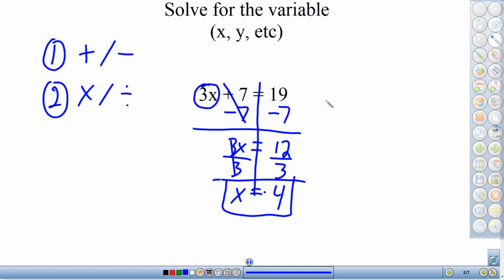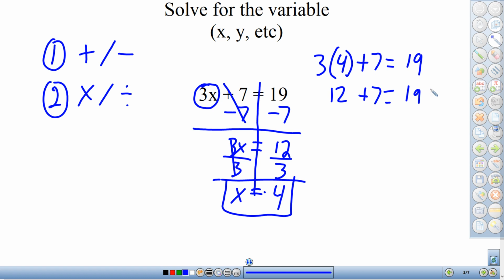Now the cool thing about this is you can always double check your answer. This x being equal to 4 means that I can put 4 in its place in the equation. So let's rewrite it with a 4 in the place of x. 3 multiplied by 4 plus 7 equals 19. Let's see if this makes sense. 3 times 4 is 12, and 12 plus 7 does equal 19, so this answer checks out and we know it's correct. Great job!